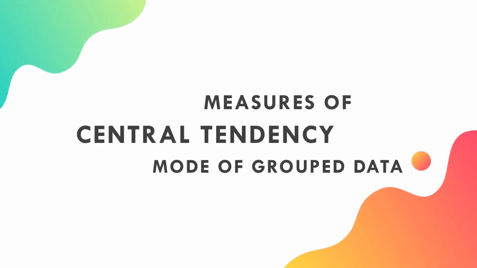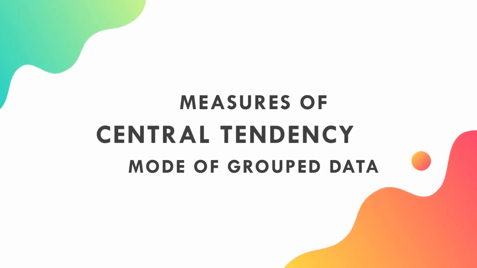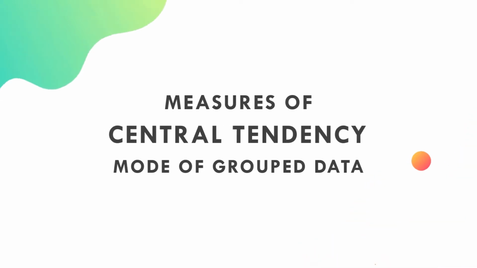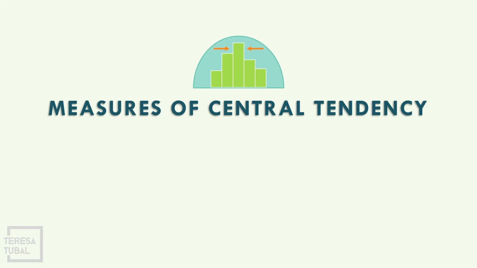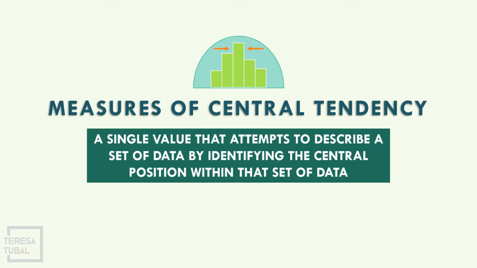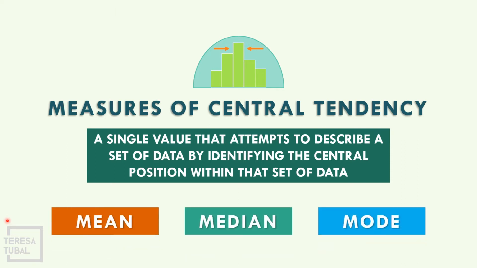Our lesson is about measures of central tendency: mode of grouped data. Measures of central tendency refers to a single value that attempts to describe a set of data by identifying the central position within that set of data. The measures of central tendency are mean, median, and mode. Last time we discussed the mean and median of grouped data. Right now, we will discuss the mode of grouped data.